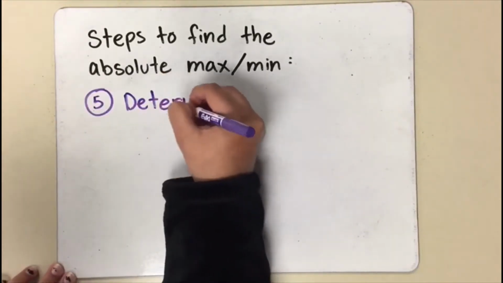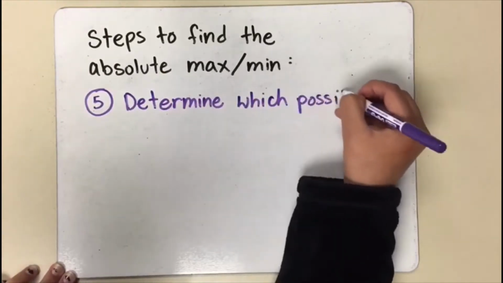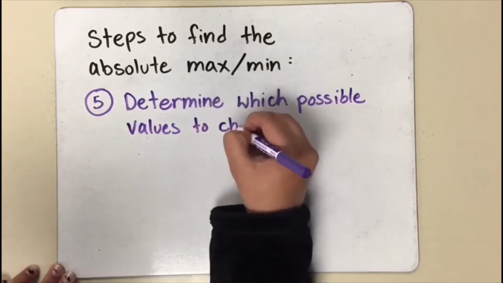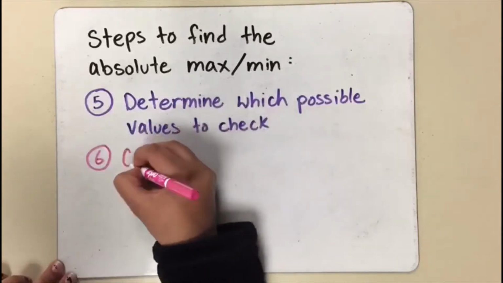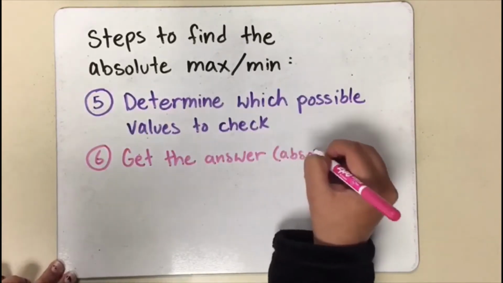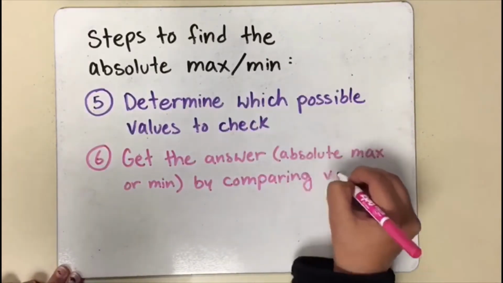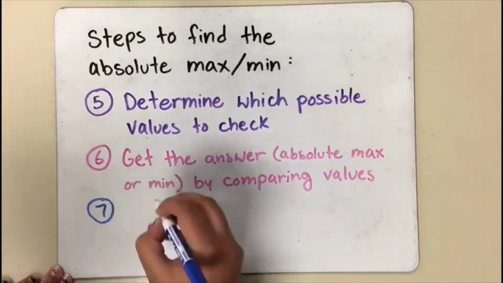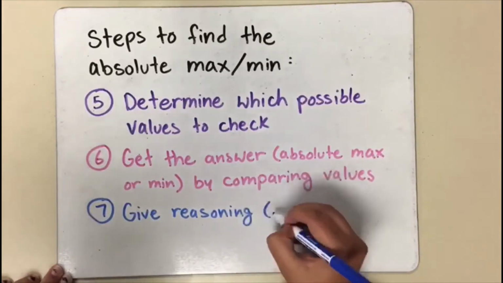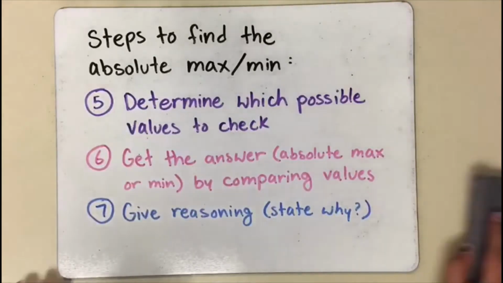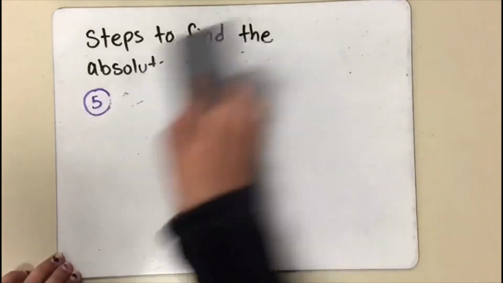Step 5 is to determine which possible values to check. Step 6 is to get the answer, which is the absolute max or min, by comparing values. And step 7 is to give the reasoning as to why your answer is the absolute maximum or the absolute minimum.